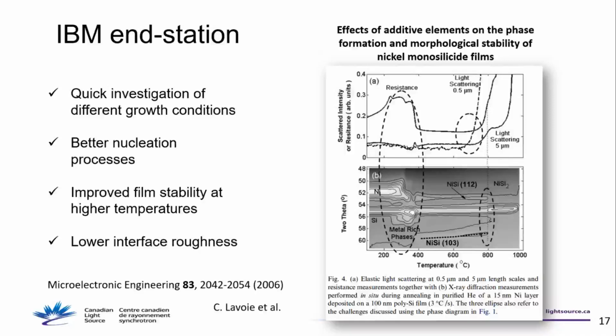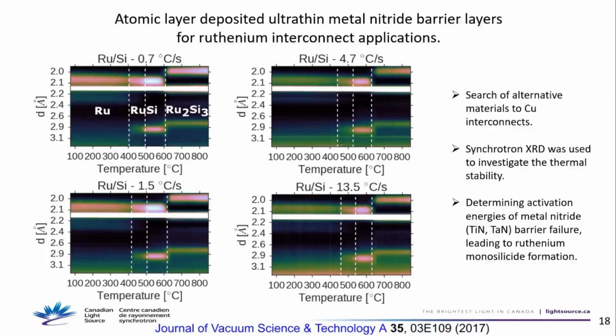So this is a material that's important for the CMOS devices. There's another example here, metal nitride barriers for ruthenium interconnect. So they're trying to find alternative materials, alternative to copper for interconnect applications. So in this case, they have the silicon substrate and a metal nitride barrier, and then the ruthenium.